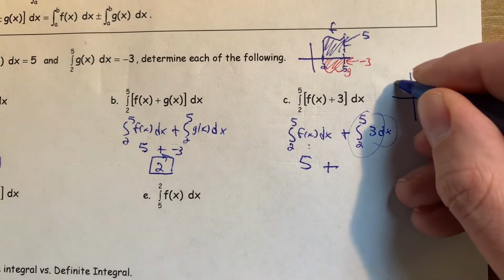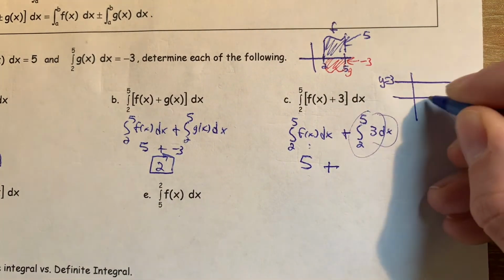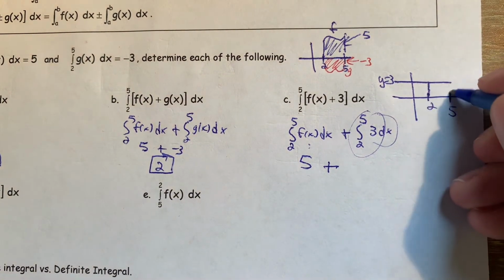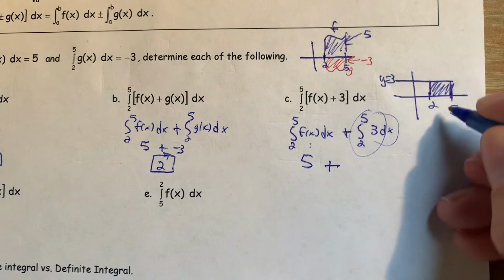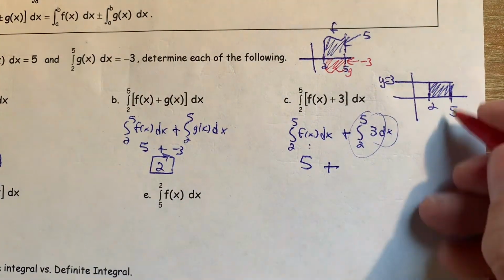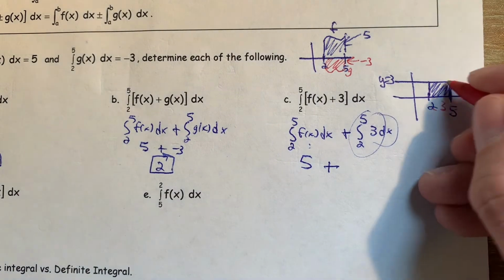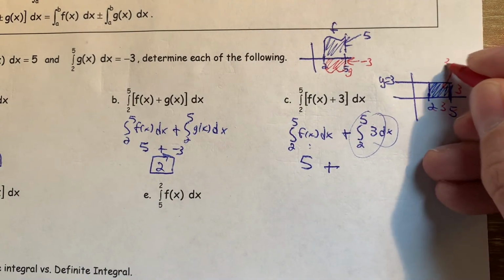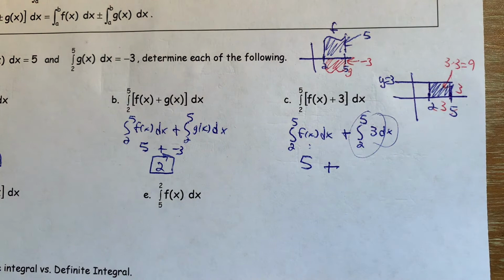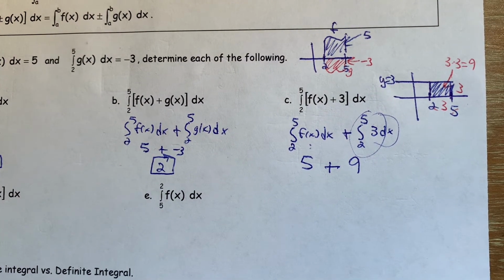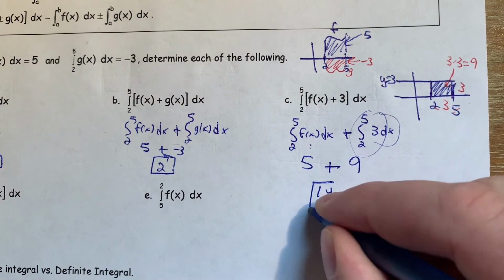What's the area of y equals 3 from 2 to 5? And so that area is going to have the distance between 5 and 2 is 3. The height is 3. So this area, the area of a rectangle, is 3 times 3, which is 9. So this area is 9. And I bet a lot of you put that the answer was 8 here instead of 14.